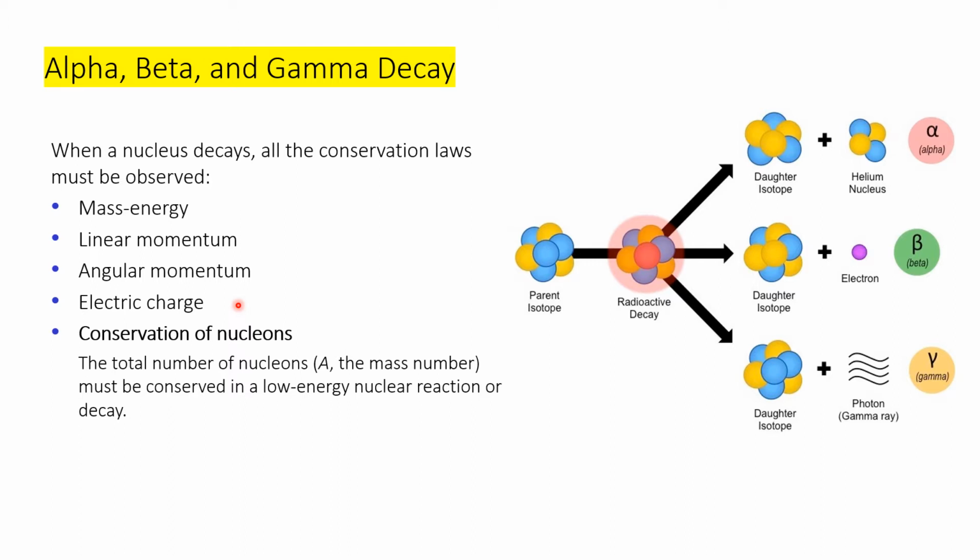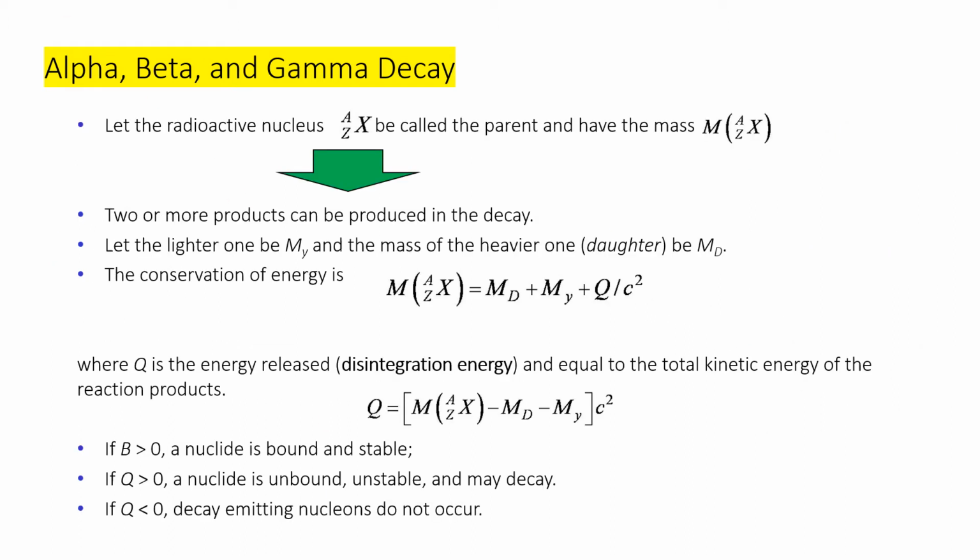In the conservation of nucleons, it states that the total number of nucleons A, here the mass number, must be conserved in a low-energy nuclear reaction or decay. Neutrons may be converted into protons and vice versa, but the total number of nucleons must remain constant. Radioactive decay may occur for a nucleus when some other combination of the A nucleons has a lower mass.